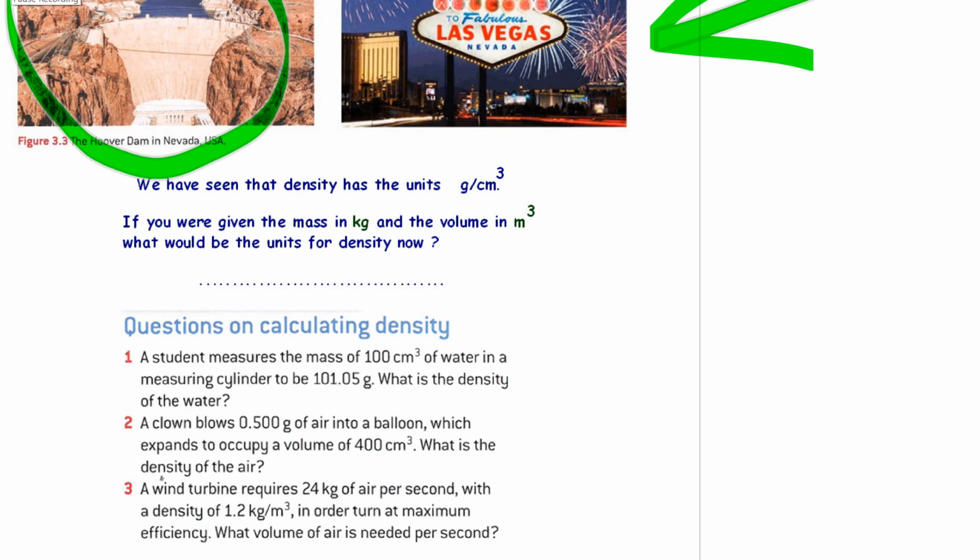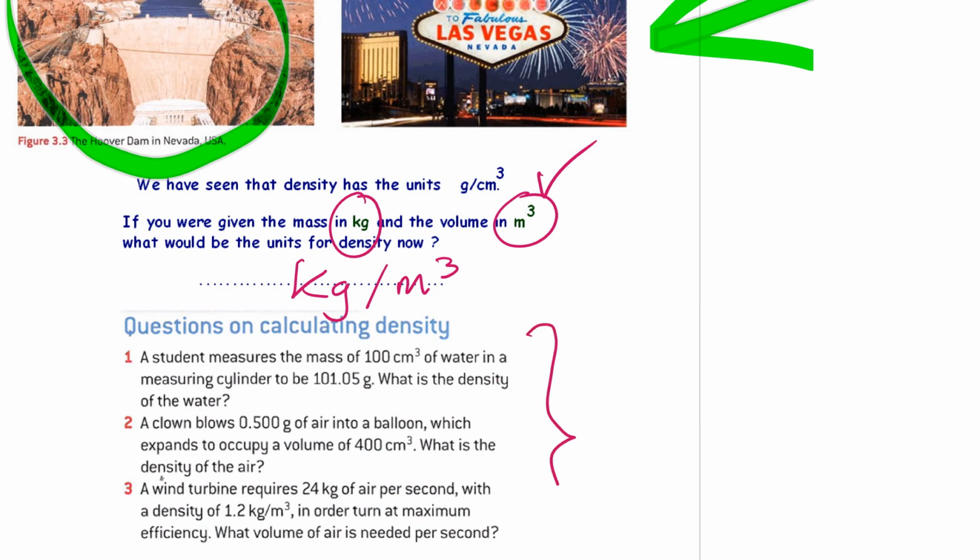Okay, we have seen that density has the units grams per centimetre cubed, but if the units were mass in kilograms and the volume in metres cubed, then the units for density would be slightly different. It would be kilograms per metre cubed.